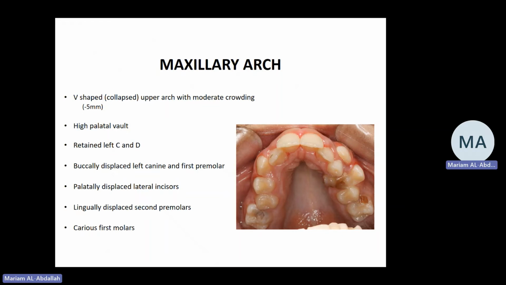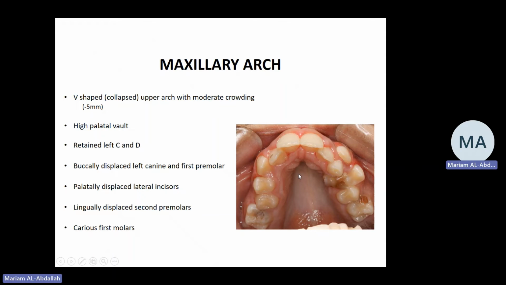This upper arch, for example, is a V-shaped collapsed upper arch. There is moderate crowding of -5 millimeters. There are retained deciduous teeth, so we have retained C in the upper left quadrant, we have retained D in the upper left quadrant, and we have active caries on both. Actually, this should be in the non-orthodontic problems, the pathologic problem list. So if we exclude these two retained deciduous teeth, then the crowding will be -5, which is moderate crowding.